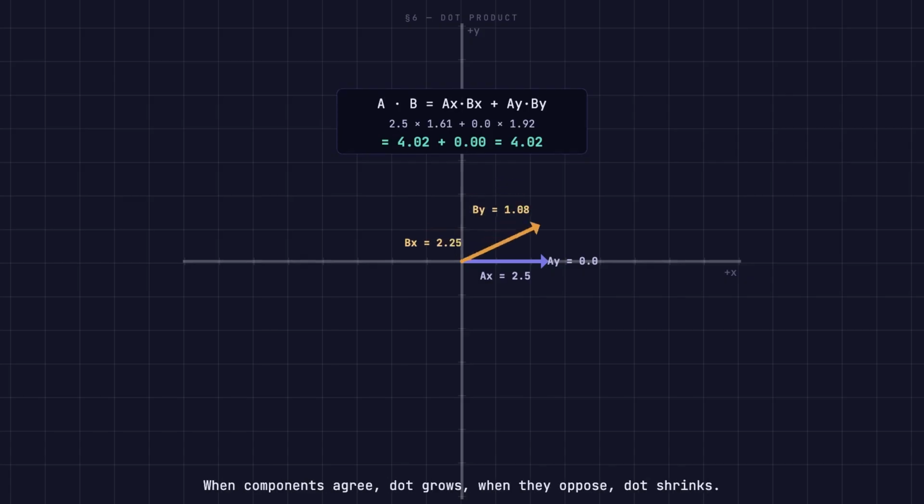When components are facing the same direction, their products are positive, and the total of the dot product goes up. When they fight, one is positive and one is negative, so the total drops.